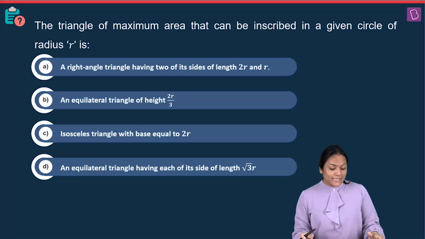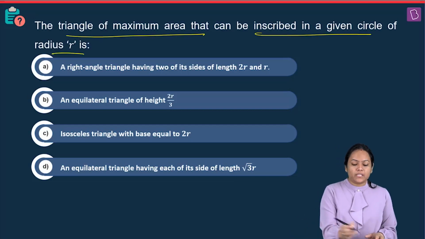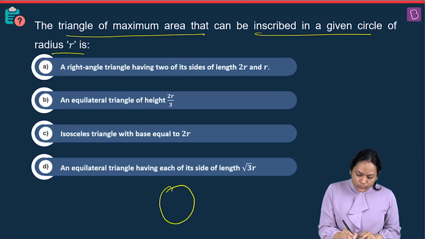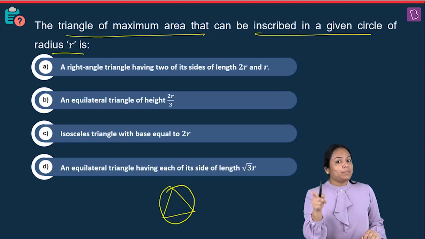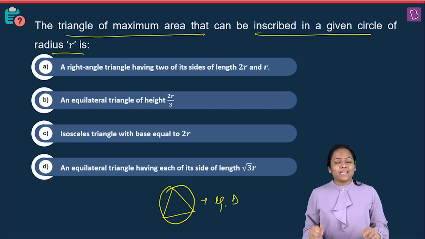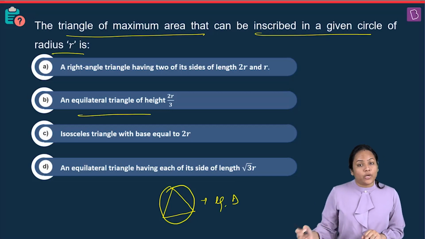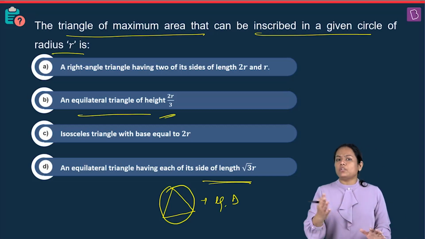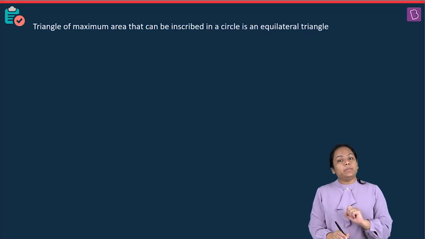Well, this question says: the triangle of maximum area that can be inscribed in a given circle of radius r is. They have given us options over here. Now, if I have a circle and I have to inscribe a triangle inside it, when is the maximum area possible? Well, the maximum area is possible when the triangle is an equilateral triangle, right? An equilateral triangle will give us the maximum area. So I have an equilateral triangle. I have to find either its side length or the height. Whichever option is matching will be the right answer. So we have understood that the triangle will be an equilateral triangle.